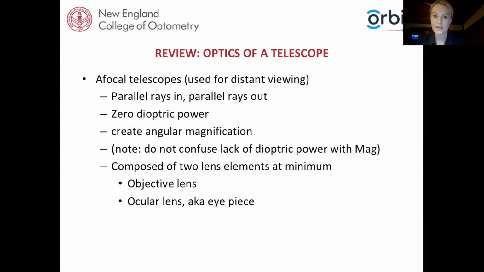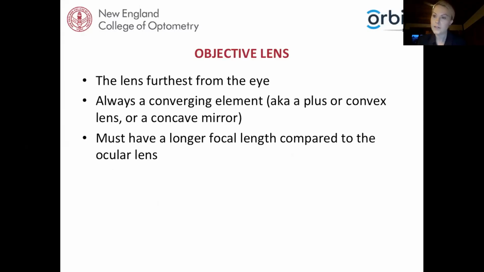To provide that magnification in a distance system, we have two lens elements. We have an objective lens and we have an ocular lens, or eyepiece lens. The objective lens is the lens that's furthest from the eye. It's always a converging element. It is always a plus lens. And it must have a focal length that is longer compared to the ocular lens.